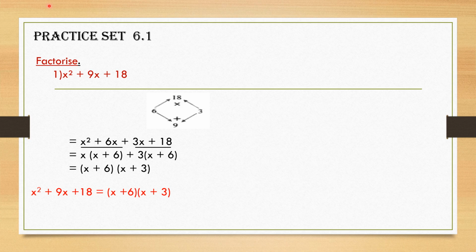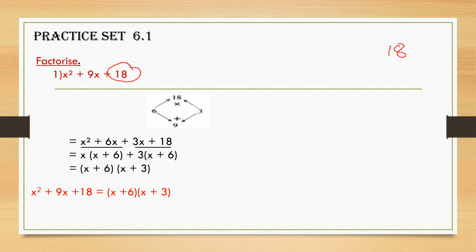Now let us start with the practice set 6.1, and the question is factorize. So if you see here, the first expression given is x squared plus 9x plus 18. Let us solve and find the factors of this expression. So first thing that you have to note is the last term in this expression. In this case, the last term is 18.